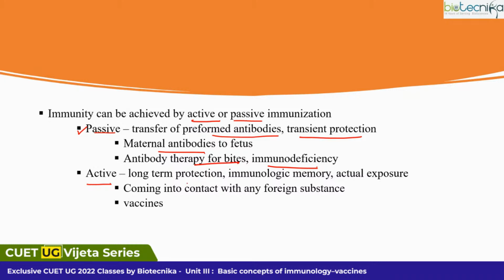Active immunization means the person will come in contact with the foreign substance or the antigen, but the antigen is weak over here, so it is given in the form of vaccines. So active immunization is a long term protection where the antigen is given, not the antibody. It provides long term protection, it activates the memory cells, and here there is actual exposure with the antigen.